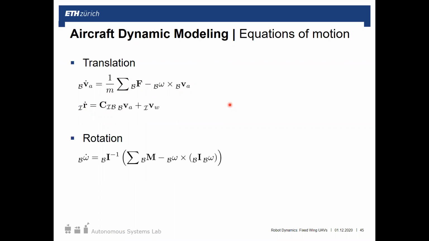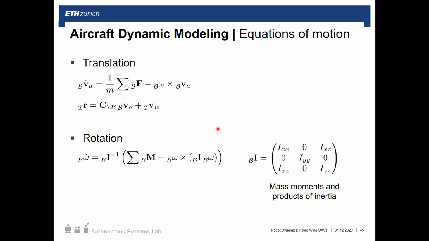Now we get down to rotation. So we have the angular rate time derivative. And here's where our mass moment of inertia comes back, or inertia matrix. So this is what this I is in the body frame. So also then our sum of moments.